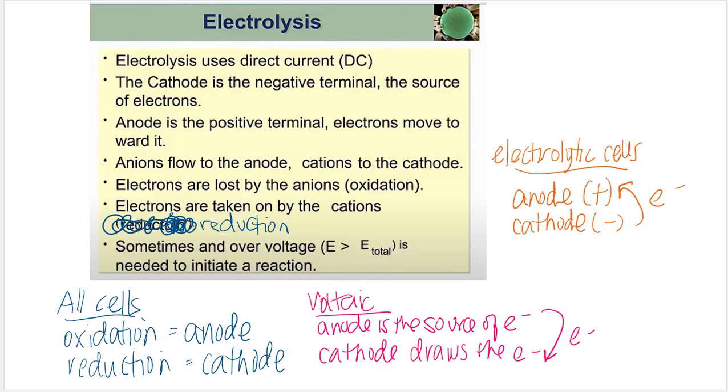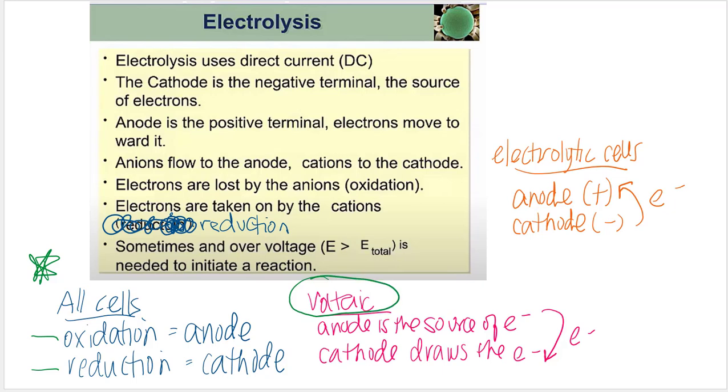The anode is now the positive terminal. Electrons move towards it. And I just made some notes down here. What is true of all cells? Oxidation occurs at the anode and reduction occurs at the cathode. All cells.